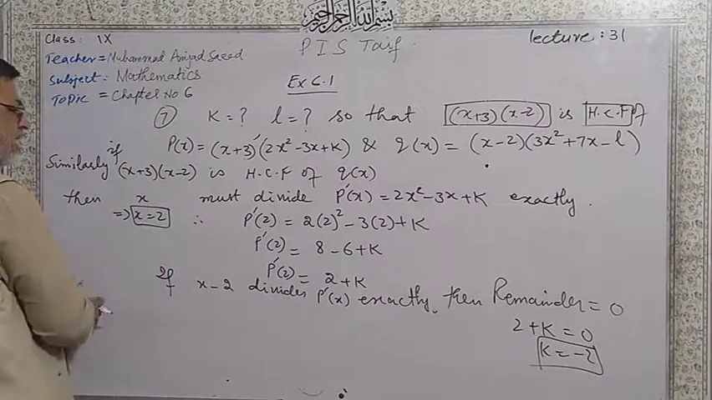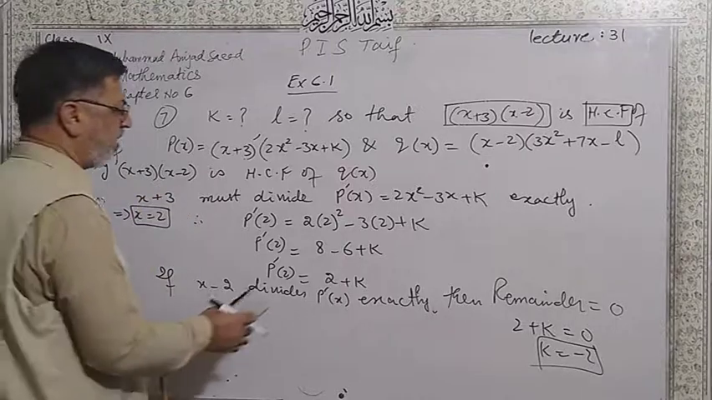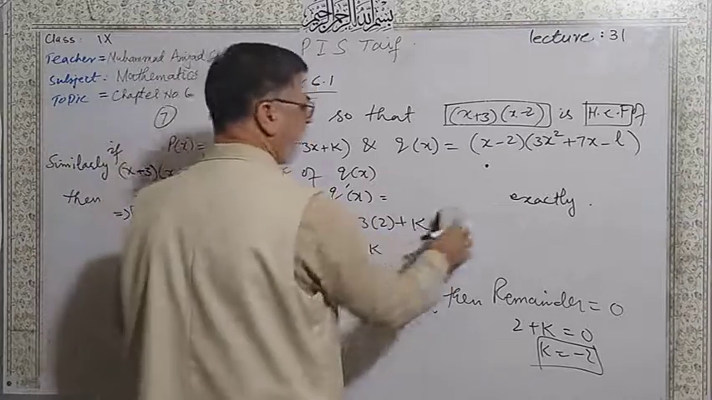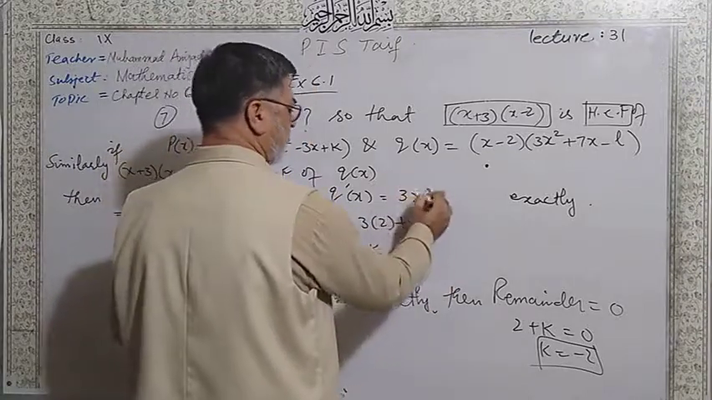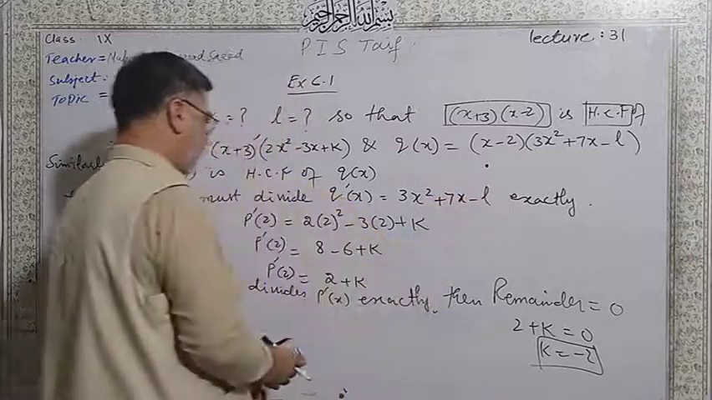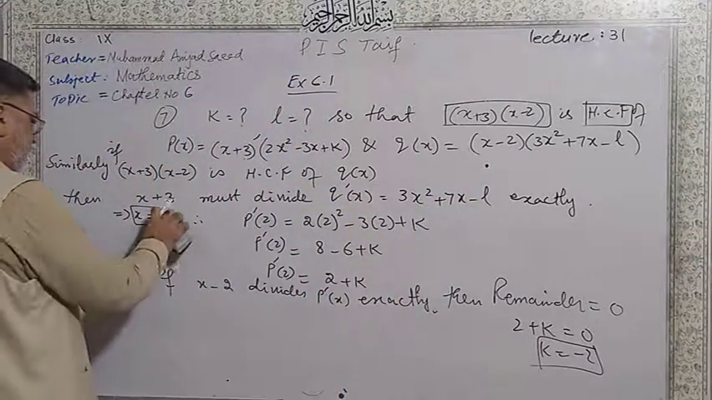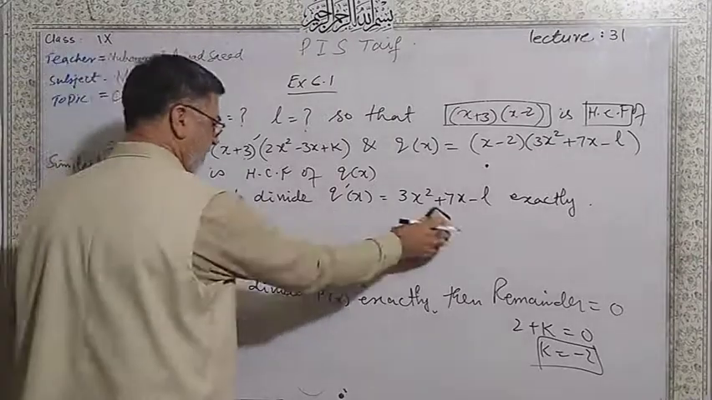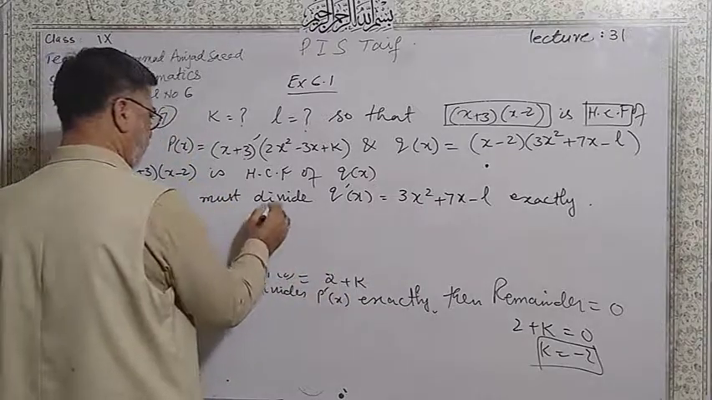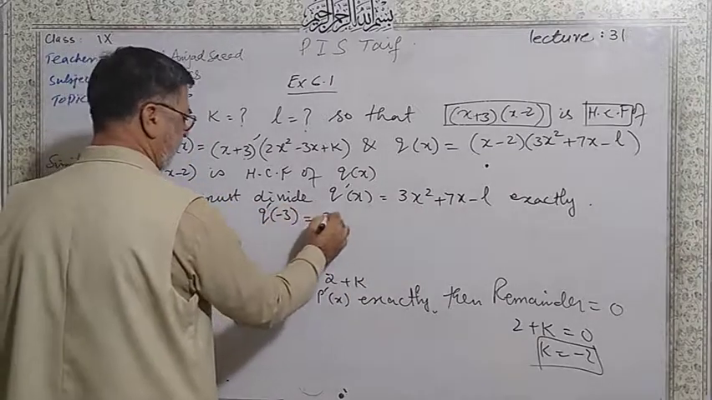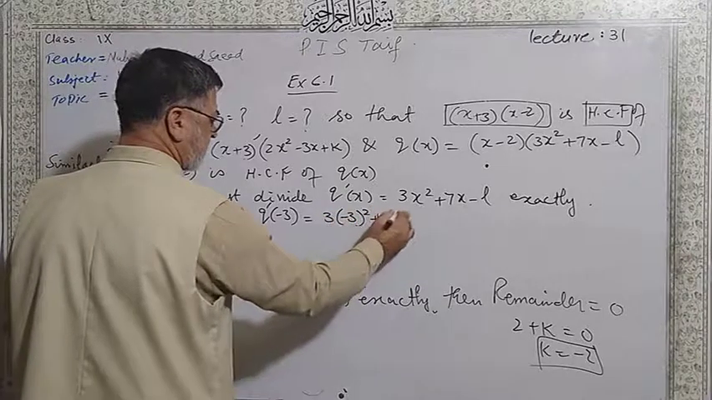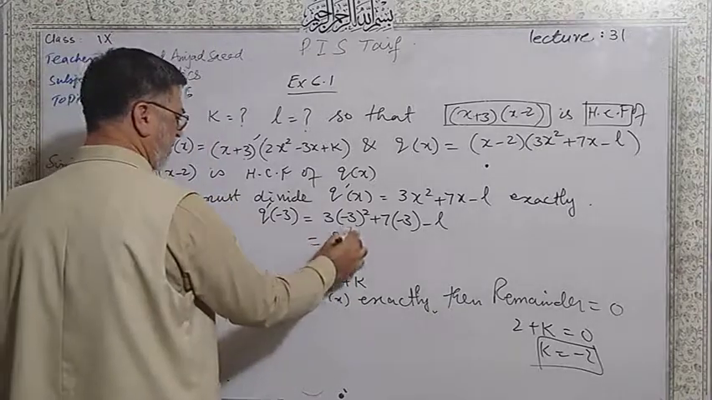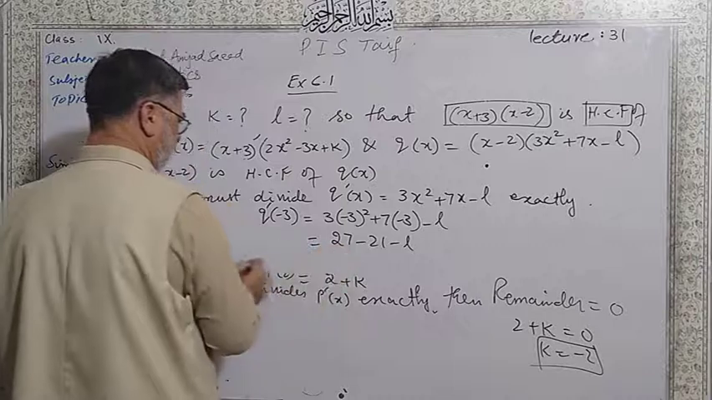Then x plus 3 must divide Q dash of x. And what is Q dash of x? 3x square plus 7x minus l. Here we will apply x is equal to minus 3. Q dash of minus 3 is 3 into minus 3 square plus 7 into minus 3 minus l. That will be 27 minus 21 minus l.